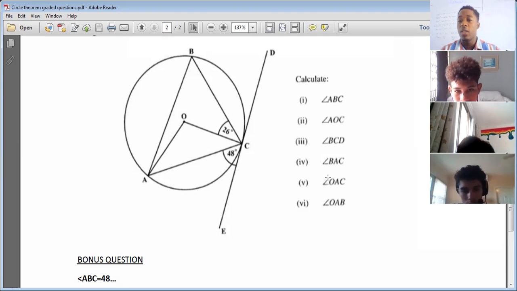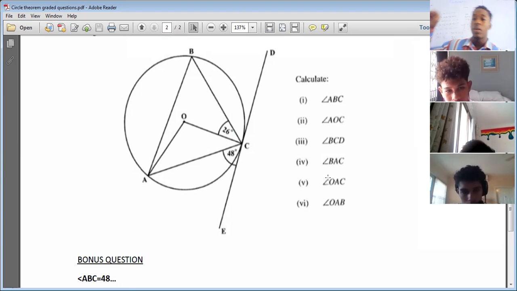Well, you don't necessarily need to know the rule word for word. You see, like how you told me alternate segment theorem because of 48 up there, you don't need to tell me the alternate segment theorem is blah, blah, blah. I'm not interested in that. All right, I just want you to know it. Just tell me what's the rule and how you apply it. That's what CXC is interested in, okay?